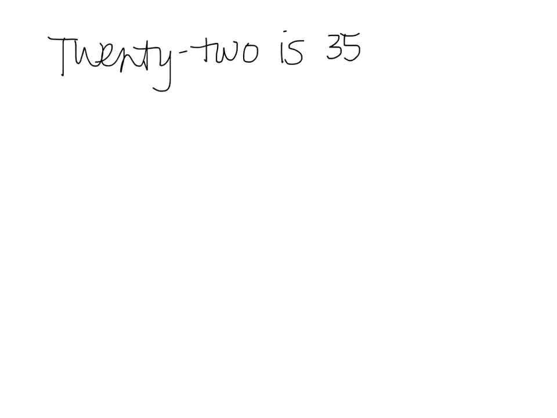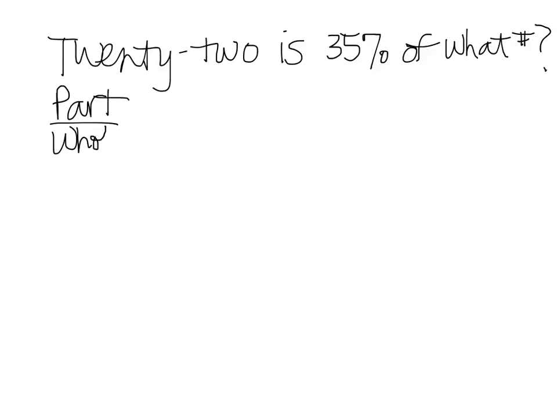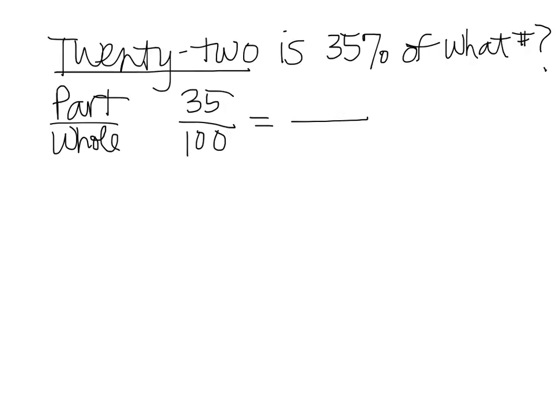Next: 22 is 35% of what number? I'm out of room, so I'm just going to use the symbol. So again, we're doing part to whole. You don't always have to write down the part to whole. What you do have to write down is your proportion. Something equals something. This is 35 out of 100. And what we do know, we know 22 is the part. Out of what number? That's the one we don't know.